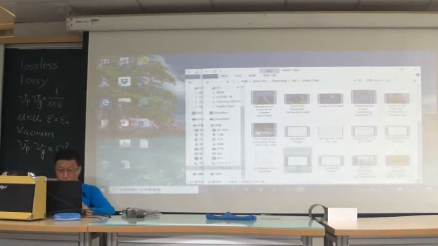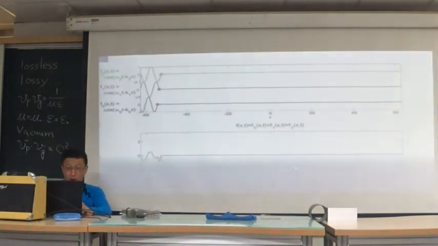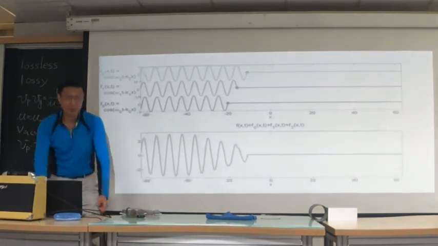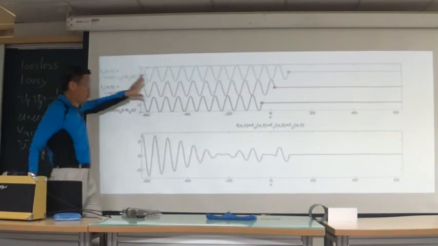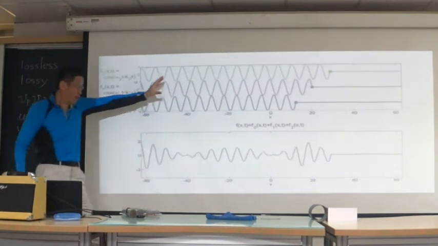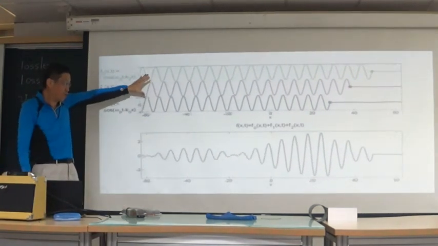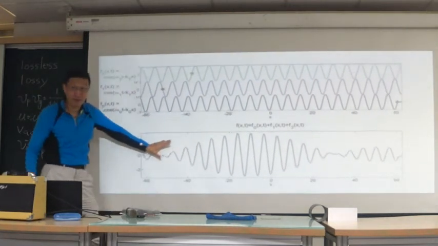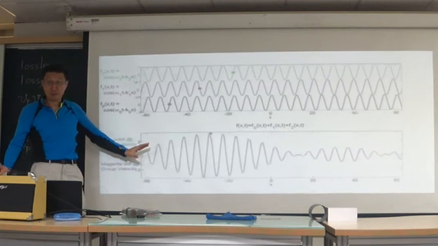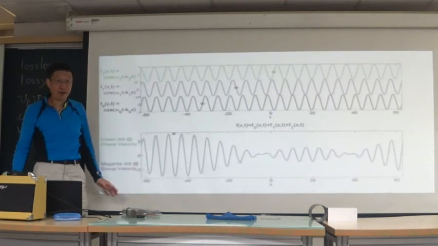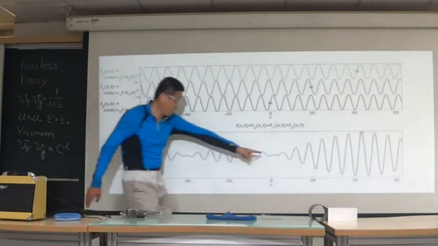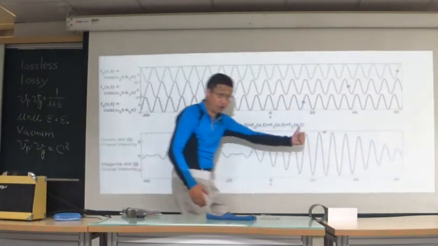Last one. Wave propagating forward, but group propagating backward. We use three waves propagating forward, right? However, you will find that actually the wave is propagating backward, the group velocity propagating backward. See? Phase velocity forward, group velocity backward.